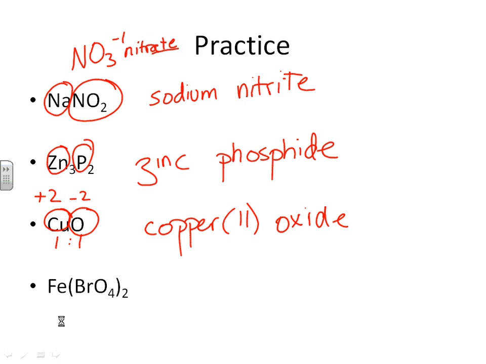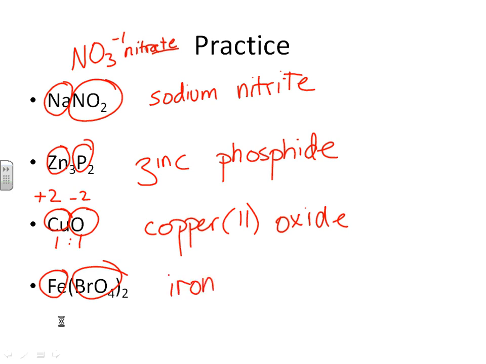And then the last one, FeBrO4 sub 2. Again, we're naming each of these things individually, and then we're going to put them together, and that's going to be our overall name. So first up is Fe. That's easy, that's iron.